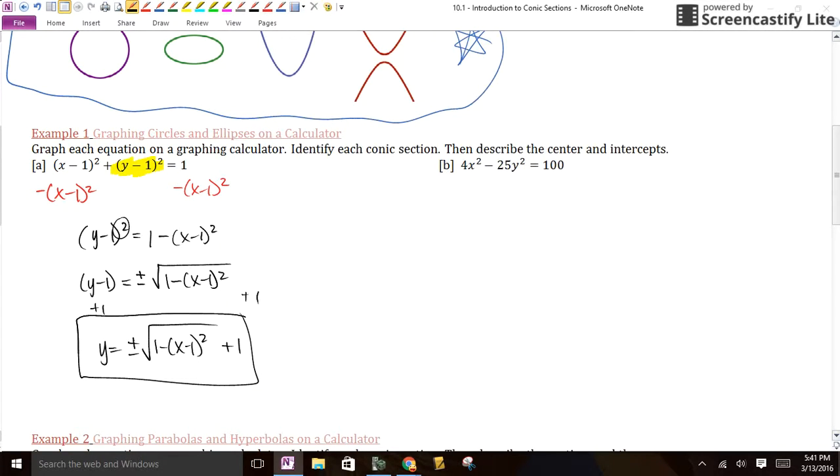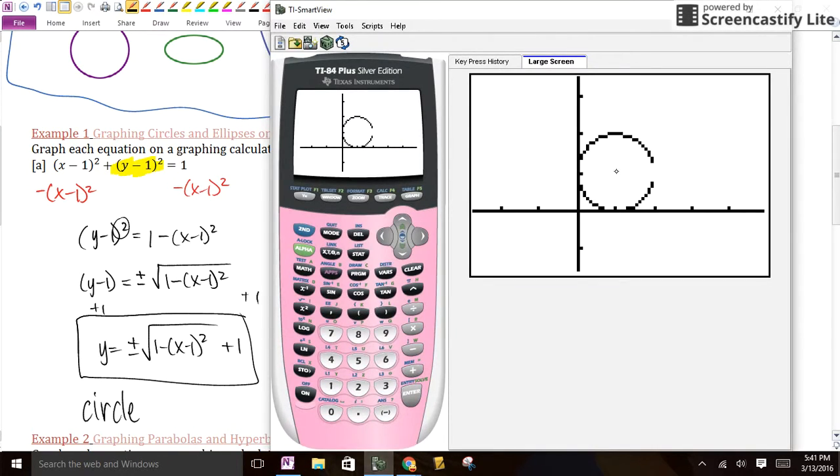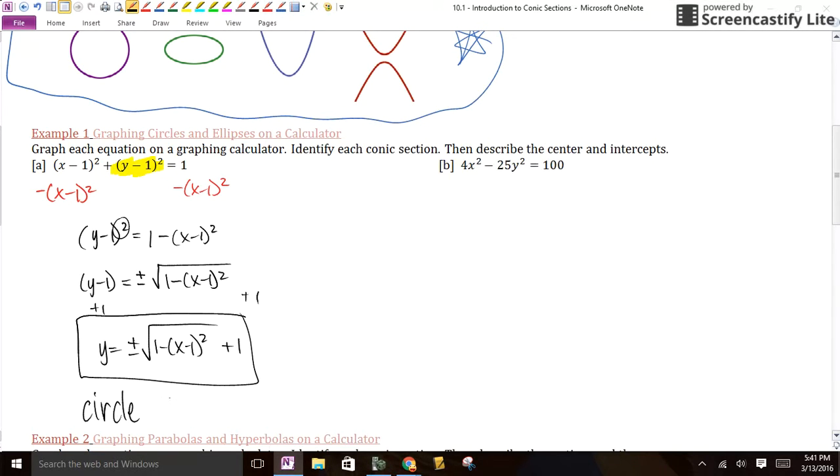That's what they wanted to know. They wanted me to come over here and say what kind of conic it is. I'm going to say a circle and describe the center. All right, let's go back, and I'm going to guess the center is right about here. Was that over 1 and up 1? So we're guessing here. The center, I'm going to say, is 1, 1.